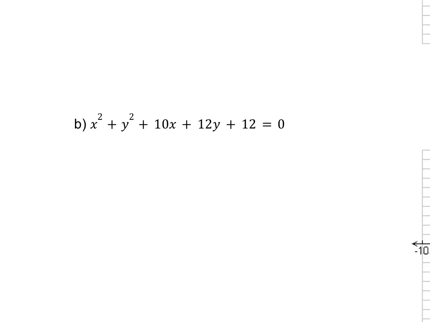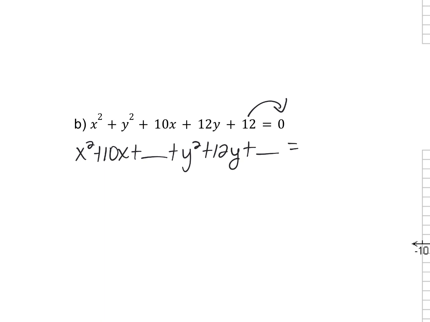So we're going to have to complete the square twice. First thing, let's move that 12 over. We're also going to regroup and put the x's together and the y's together. And since we're going to have to complete the square twice, we're going to add 2 blanks on each side as well. So let's do it. We have x squared plus 10x plus blank plus y squared plus 12y plus blank equals, and then when I move that 12 over, I have negative 12 plus blank, so don't forget there's 2 blanks.